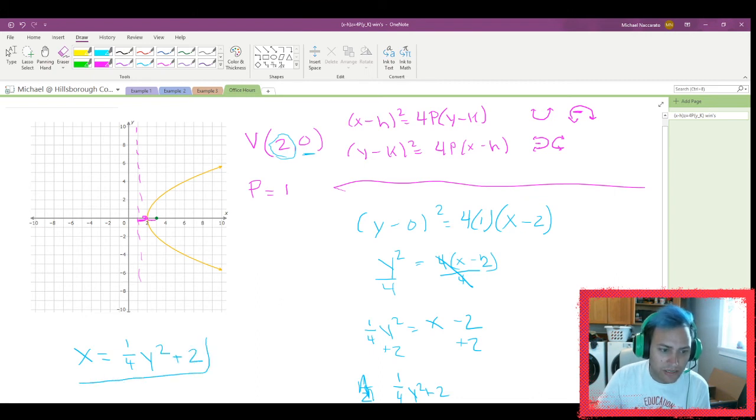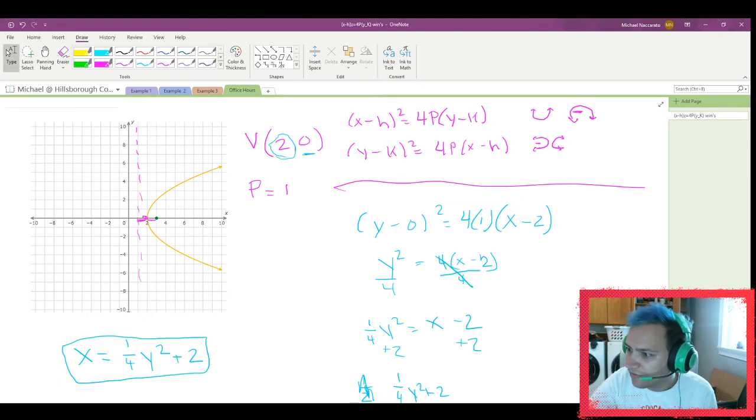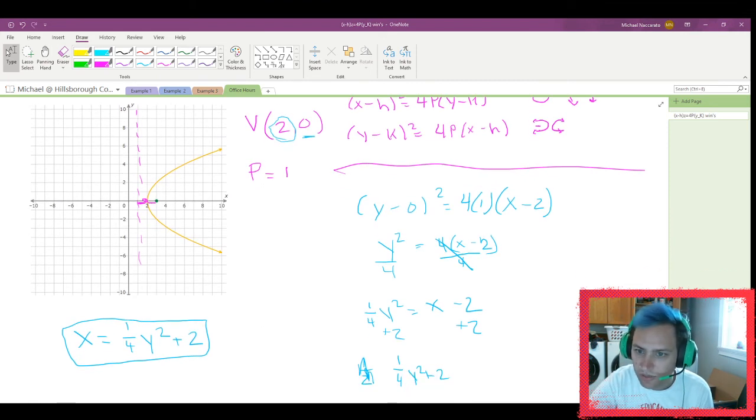And that would be the vertex form of that. Hold on, let me double check that I put that in vertex form. Hold please, because I may have that in the wrong spot.